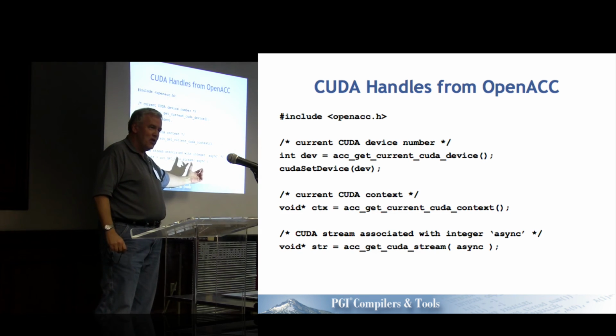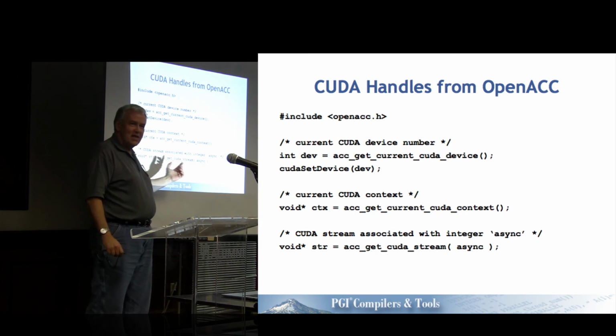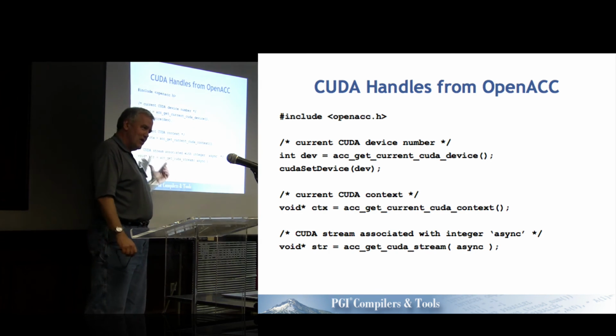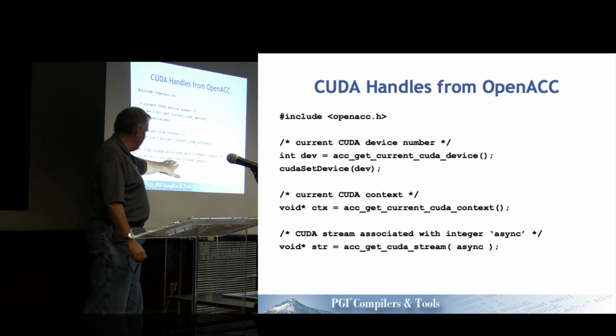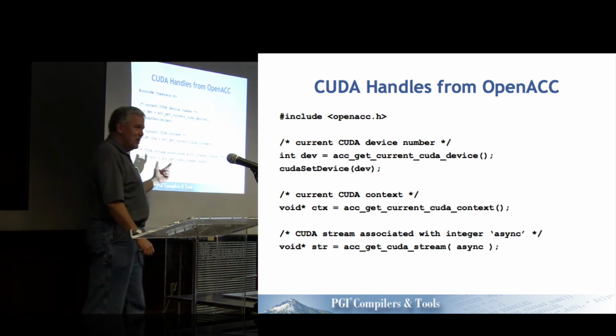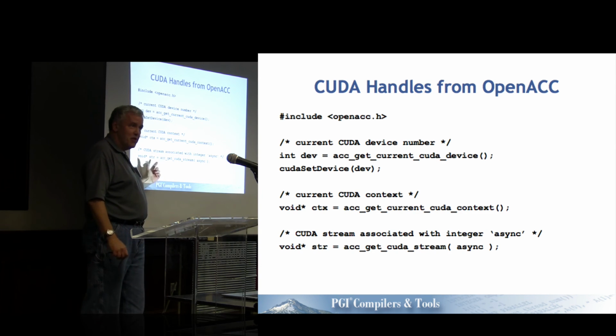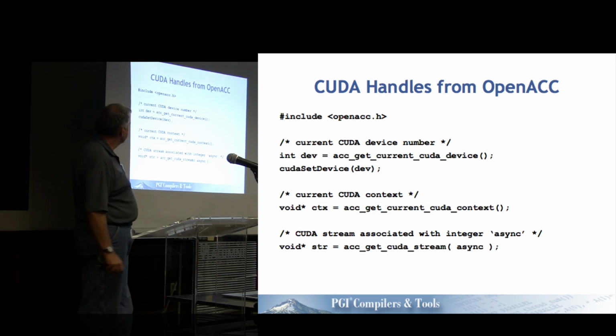The interesting one is the stream handle, because you're using some CUDA stuff and you want to put things on the same stream that the OpenACC runtime is putting on a certain stream. You say, well, I'm going to get the stream corresponding to this async value, and then I can launch my own kernels or do my own data transfers on that same stream, for instance.